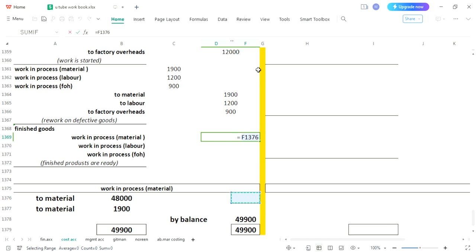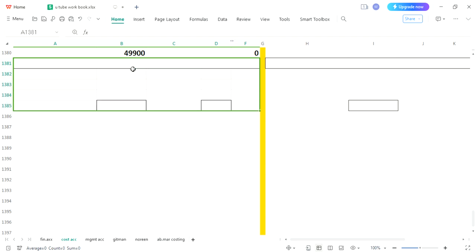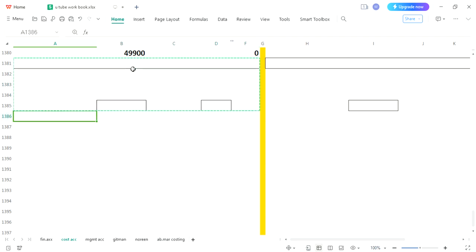What ledger have you made? Work in process material. Then you have calculated the balance 49,900, and this balance will be put over here. In a similar way, you will calculate balances for work in process labor and work in process FOH as well. So let's make the next ledger for work in process labor. Today we will try to make all three ledgers instead of putting direct amounts. So let's save the place for the next ledger as well.